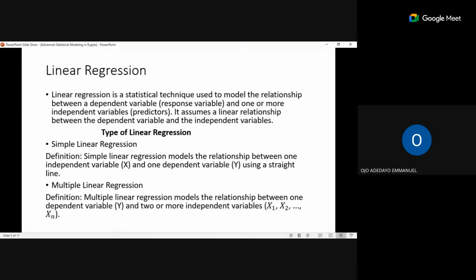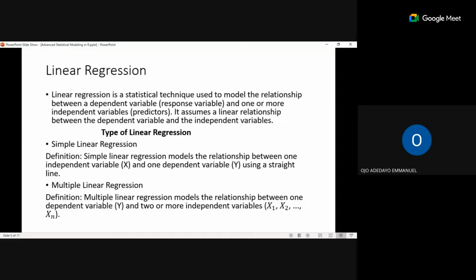Linear regression is a statistical technique used to model the relationship between a dependent variable, also called a response variable, and one or more independent variables. The independent variable is also called a predictor. Another name for independent variable is the explanatory variable. Another name for independent variable is the treatment, for those people in College of Medicine or Public Health.